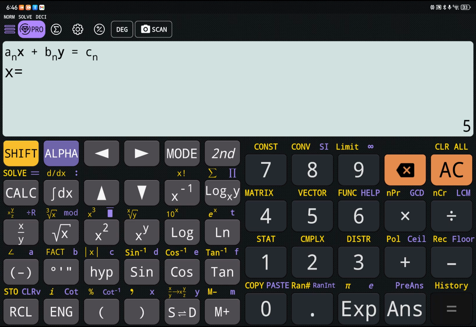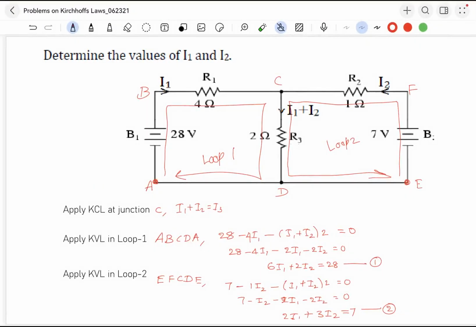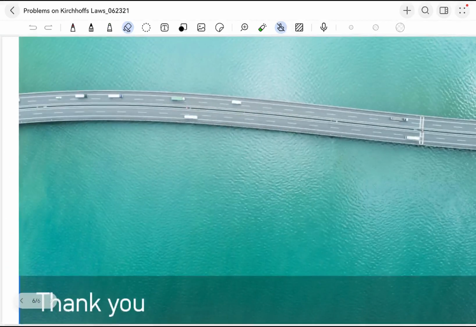So the first answer is 5, the second answer is -1. So the first answer is 5 ampere, the second answer is -1 ampere. Don't worry, -1 means whatever direction we have taken, we have to reverse it. That's it. I hope you understood. Thank you very much.